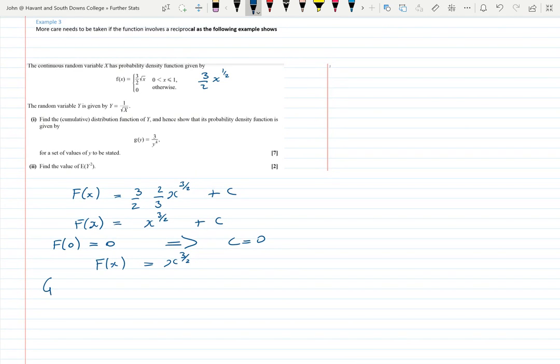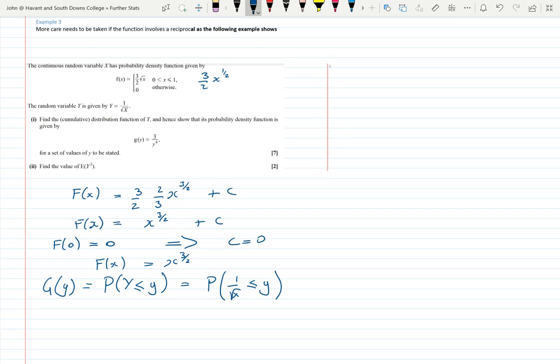We're going to call it capital G(y). That's equal to the probability that some random observation of it is less than a particular value y. So then now we know that y is equal to 1 over the square root of x is less than or equal to y.